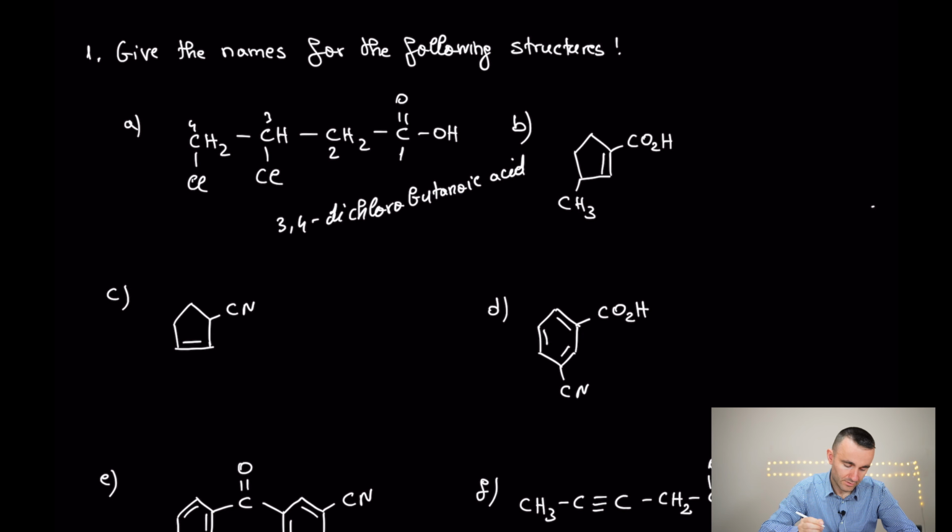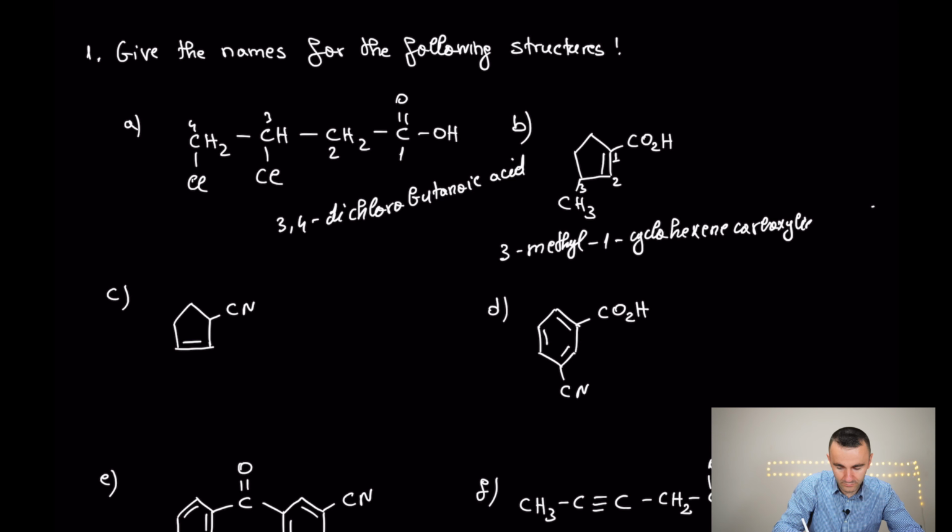Right? For point B, here, what do you have? You start counting from here. 1, 2, 3. So it is 3-methyl-1-cyclohexene carboxylic acid. In cyclohexene, we acknowledge here 1 for the position of the double bond, right?